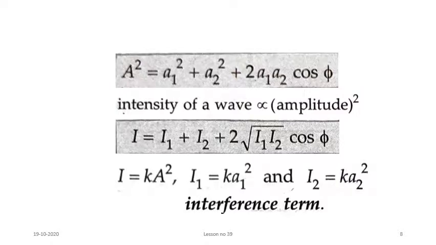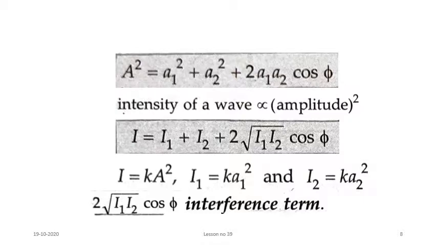Now in this intensity expression, the term twice root over I1 I2 cos phi is known as the interference term. Fine. Now in our next class, we will derive the conditions for constructive interference and destructive interference.